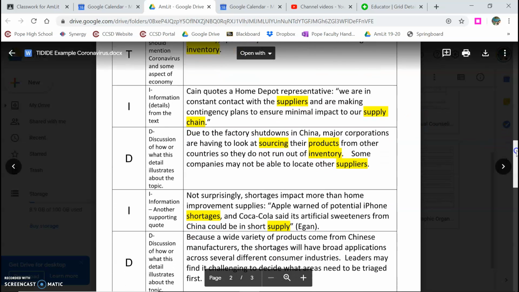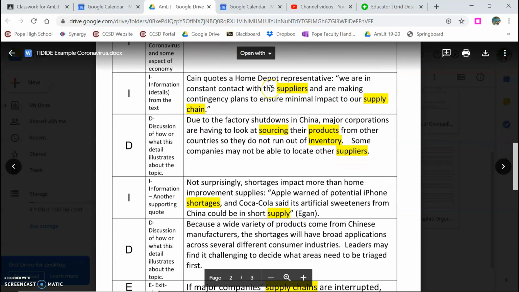Then we move on down and we have information or details from our research. This could be a quotation or a paraphrase, but remember you have to have a minimum of 4 quotations in your paper. In my example here, we have Kane quotes a Home Depot representative: We are in constant contact with the suppliers and are making contingency plans to ensure minimal impact on our supply chain. We also know that this connects to this paragraph because we mentioned suppliers and our supply chain.